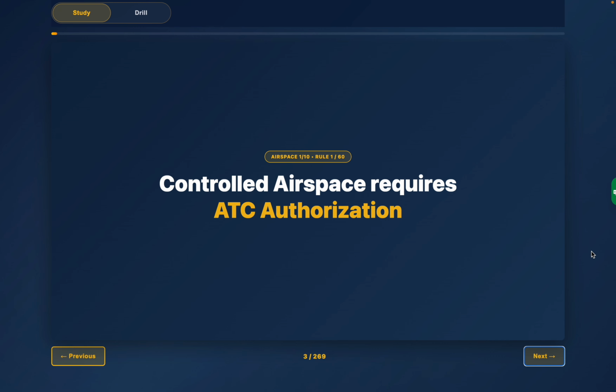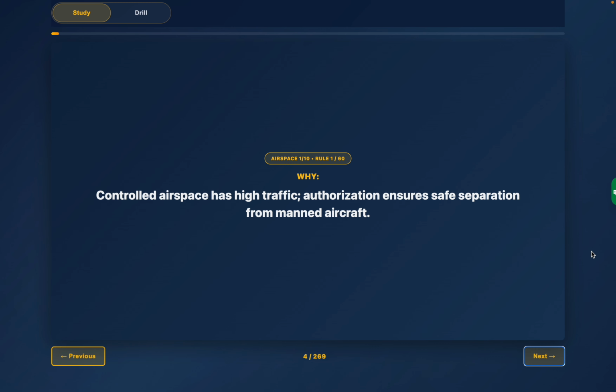Okay, rule 1. Before we think about altitude, visibility, or mission purpose, we have to know who controls the airspace. Authorization exists because traffic is already being managed there, and drones entering without coordination creates risk. Here's why that matters. Controlled airspace has high traffic. Manned aircraft are taking off, landing, and transitioning through. ATC manages that flow. Your drone entering without clearance creates collision risk. The FAA treats that as interference and therefore a violation.